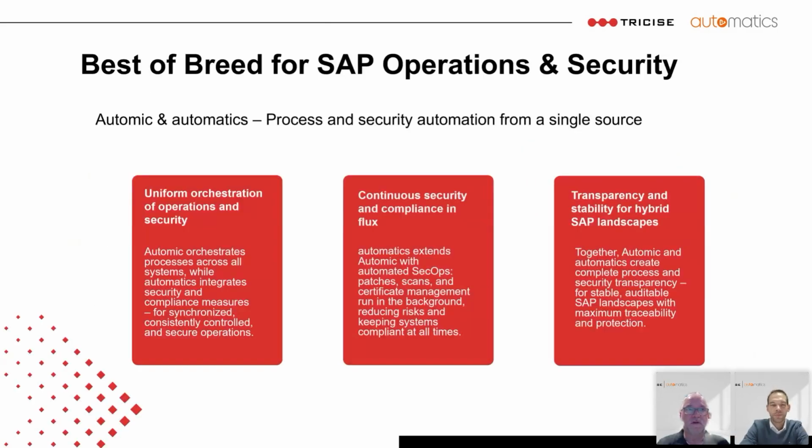Next slide, please. We want to combine here best of breed for SAP operations and security. That means we have Automic doing the orchestration layer, and automatics taking care of the infrastructure automation, but having the link, and together having full transparency in a hybrid SAP landscape about all the required automation processes that need to be executed by an environment.